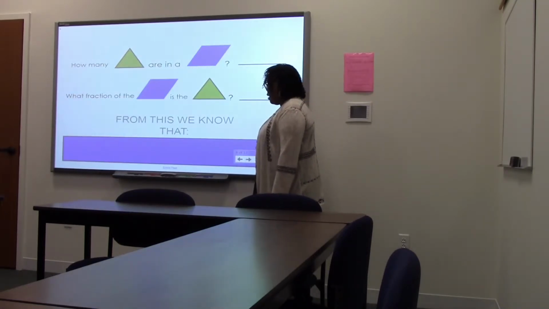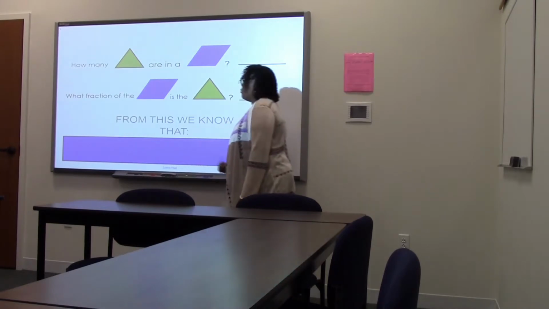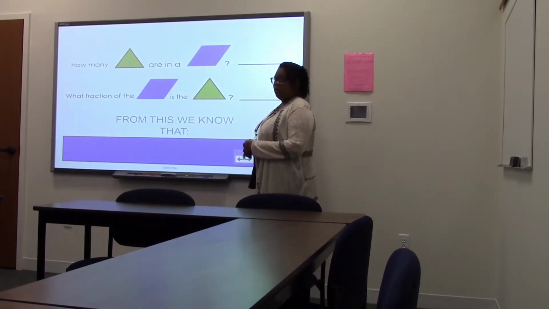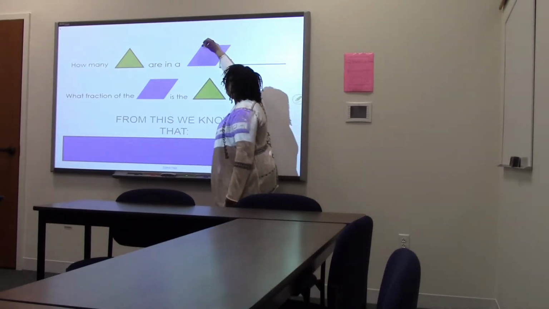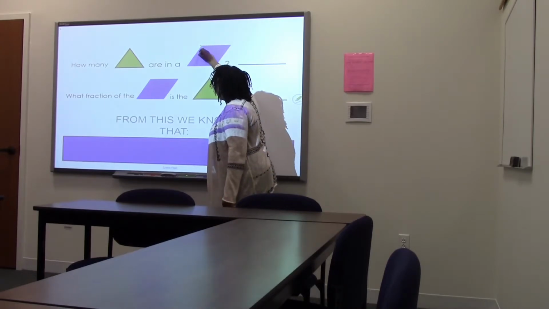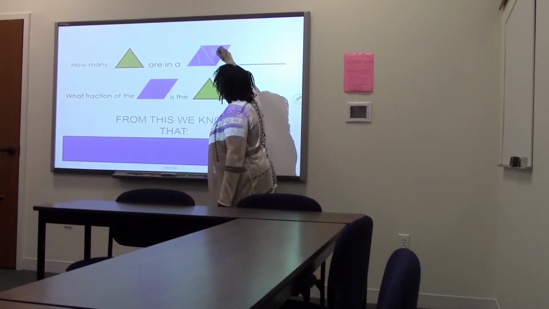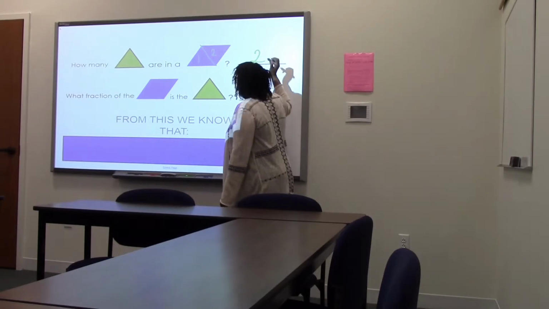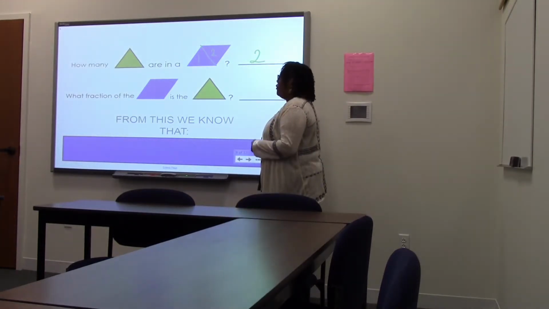So next, how many triangles are in a rhombus? 2. Great. And so you can draw a line here, and you see that there's one triangle here and the second triangle here. So what fraction of the rhombus is the green triangle?